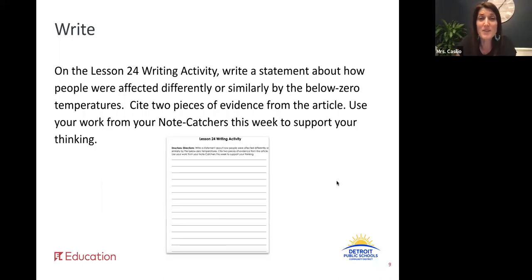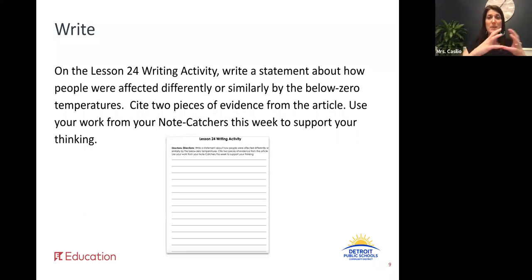Awesome, so you did some thinking and talking. Now let's do some writing. On the lesson 24 writing activity, I want you to write a statement about how people were affected differently or similarly, that's a mouthful, similarly, by the below zero temperatures. Cite two pieces of evidence from the article. Use your work from the note catchers this week to support your thinking. So grab our other note catchers to support your thinking.